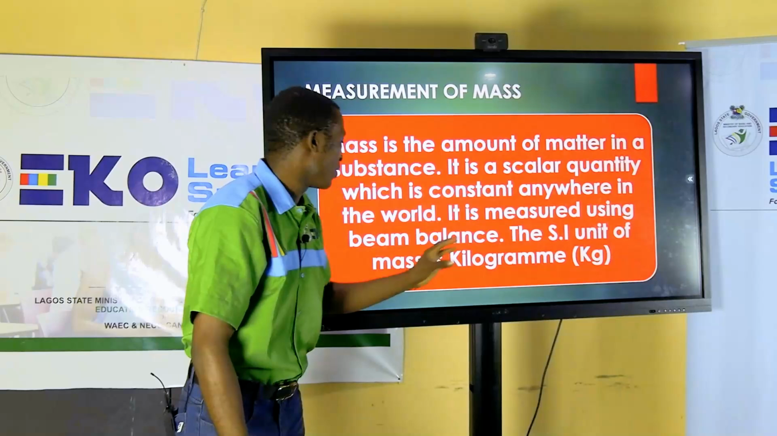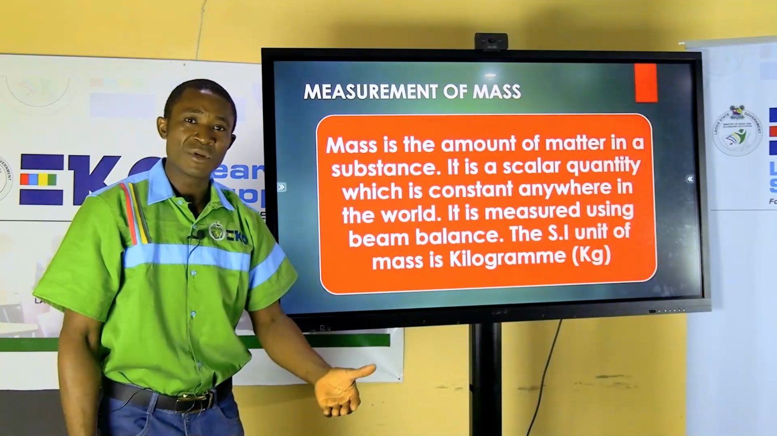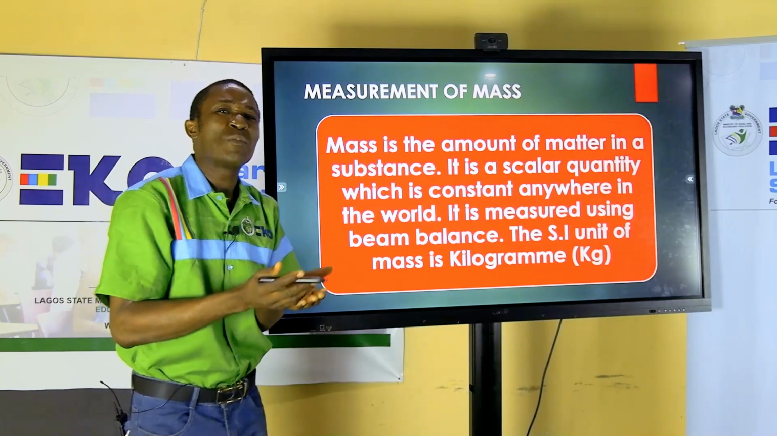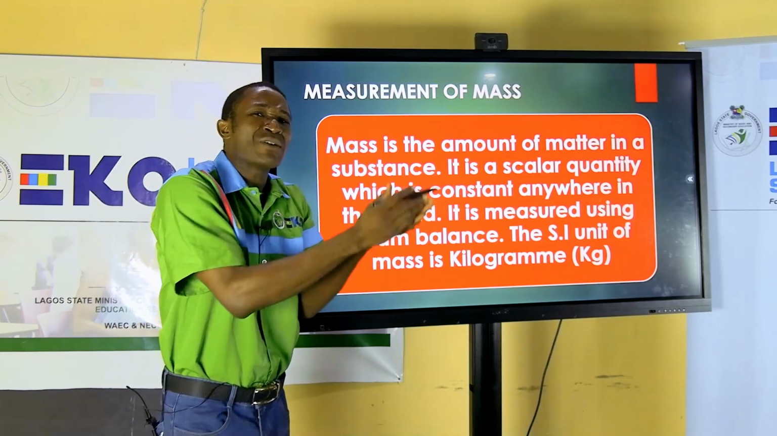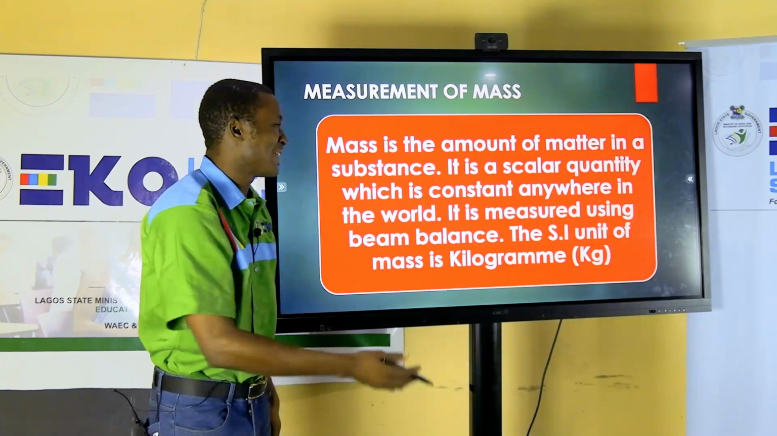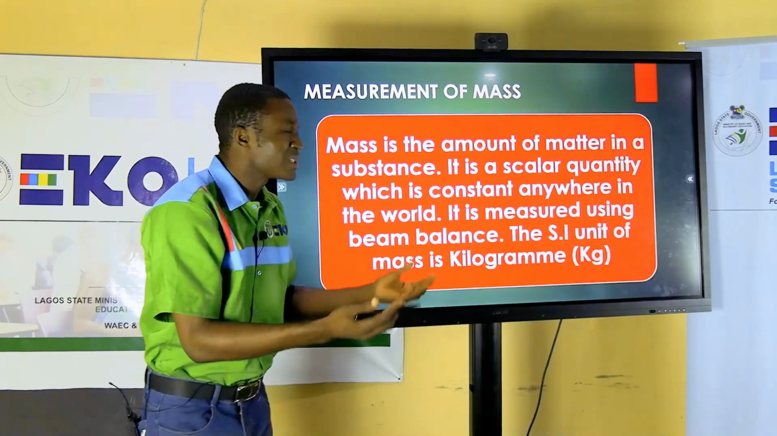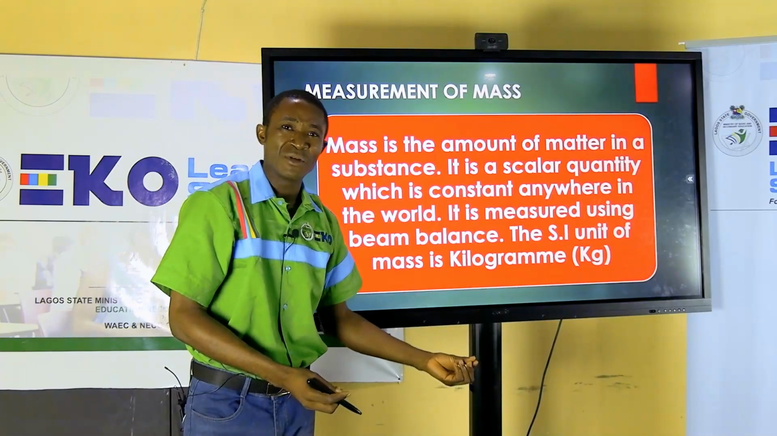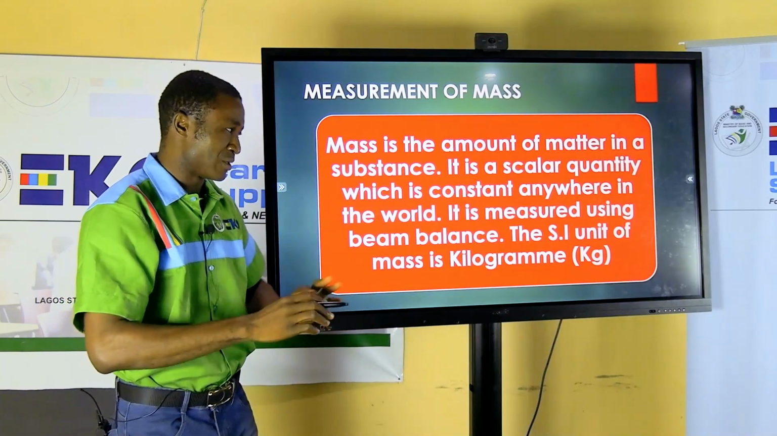Now, the SI unit of mass is kilogram. So which means that after measuring mass, you want to report to us the quantity you have actually measured. You report in kilogram. But at times, when masses are very small, you can report in gram. You can report in milligram, and so on.